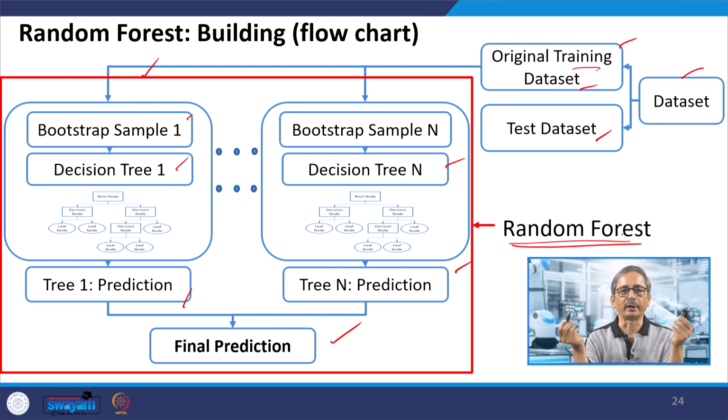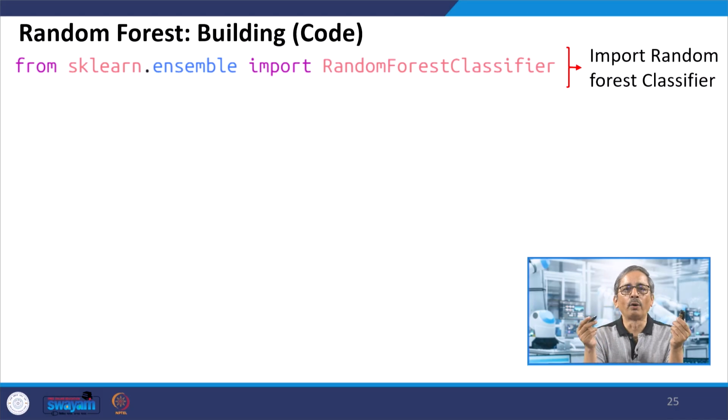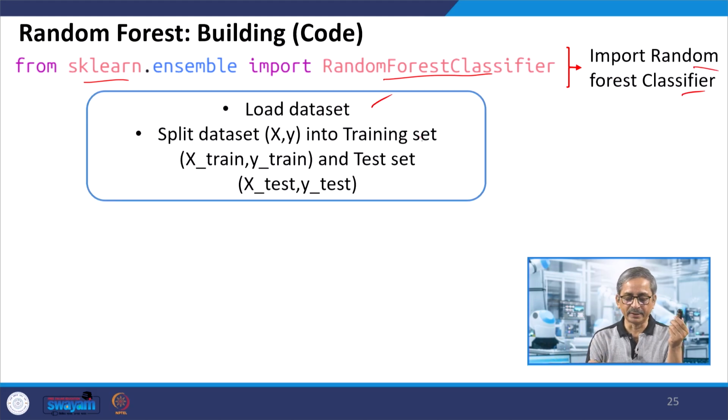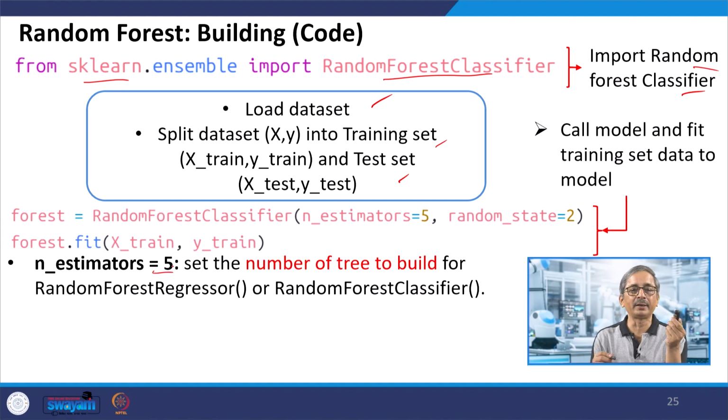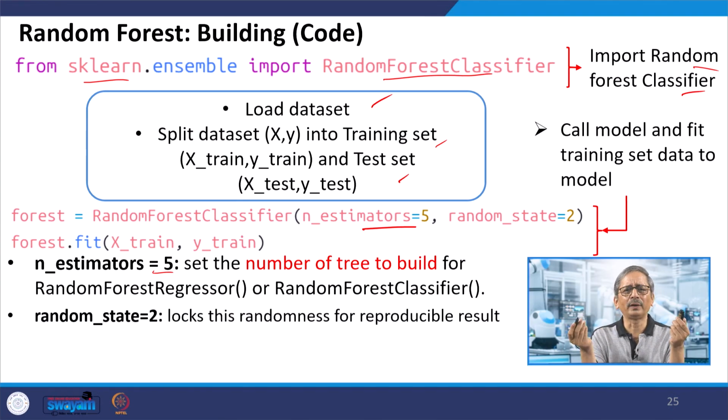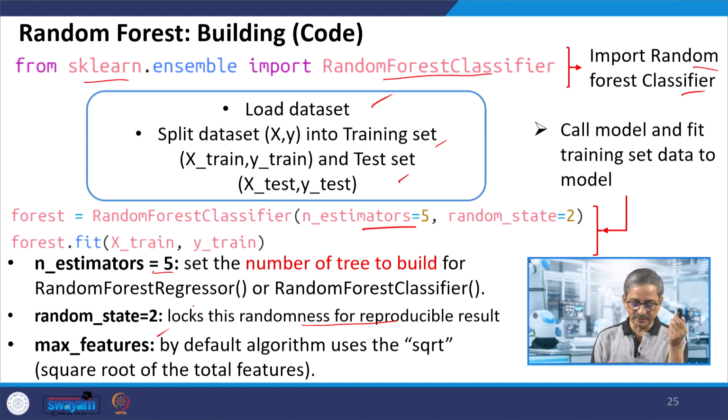If you look at the code for this, as learned here we import the random forest classifier. Load the data set, split the data set into training and testing, and here for the number of estimators, say we select 5 estimators. This sets the number of trees to build for the random forest regressor or the random forest classifier. Random state locks this randomness for reproducible results, and the max features by default uses SQRT, that is the square root of the total features.